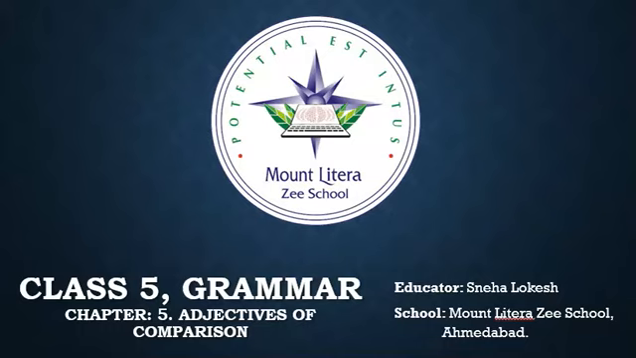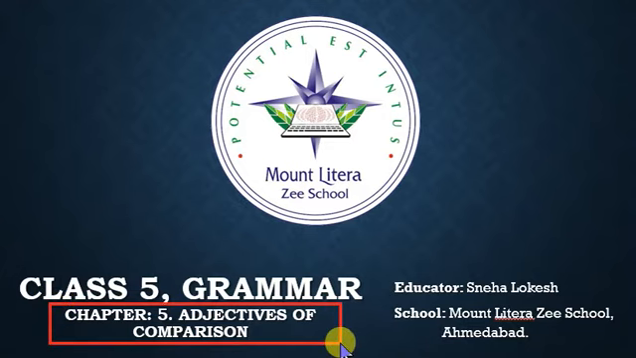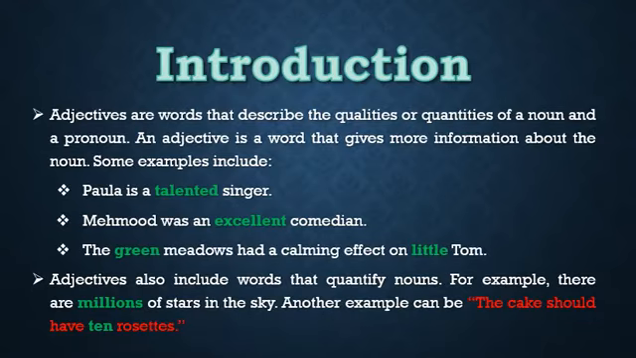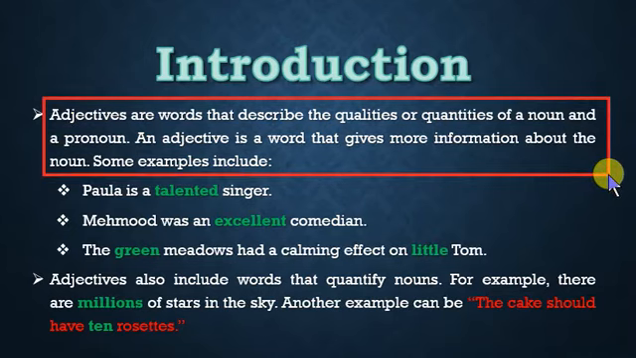Very good morning, students. Today we are going to start class 5th English grammar, chapter number 5, adjective of comparison. So we will move to the introductory part. Adjectives are words that describe the qualities or the quantities of a noun and a pronoun. An adjective is a word that gives more information about the noun.